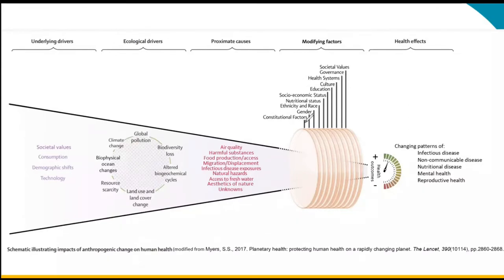We have modifying factors like our own genetic makeup, what gender we are, what race, what ethnicity, what level of education, what access to health education, what access to health systems that are resilient and flexible. We have aspects of governance and societal values that are all modifying if all this is going to be good or bad for my health, right?